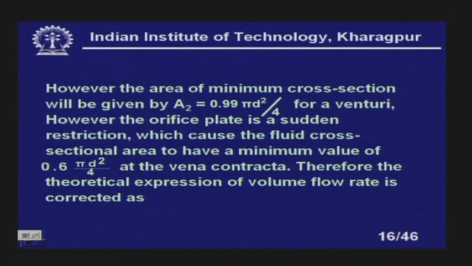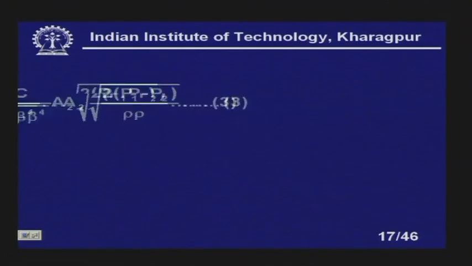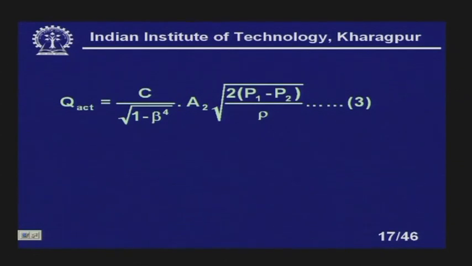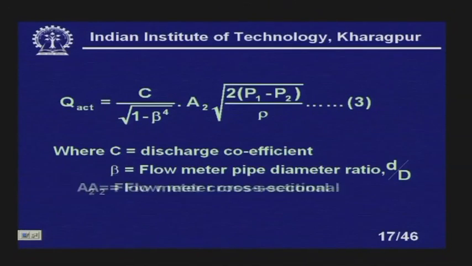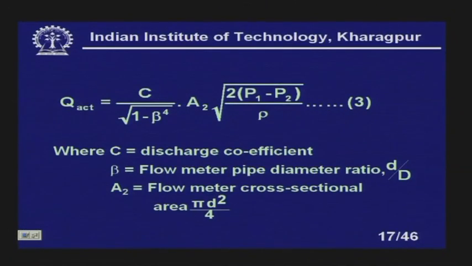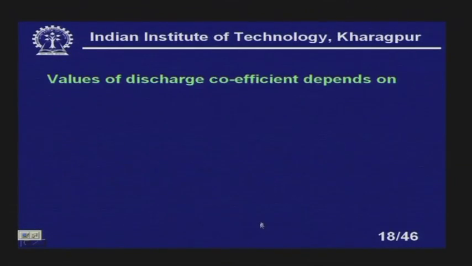Therefore, the theoretical expression of volume flow rate is corrected as follows. We are introducing a new factor C: Q equals C over the square root of 1 minus beta to the power 4, multiplied by A2 times the square root of 2 (P1 minus P2) by rho, where C is the discharge coefficient and beta is the flow meter to pipe diameter ratio, small d by capital D, and A2 is the flow meter cross sectional area. This is equal to pi d square by 4.